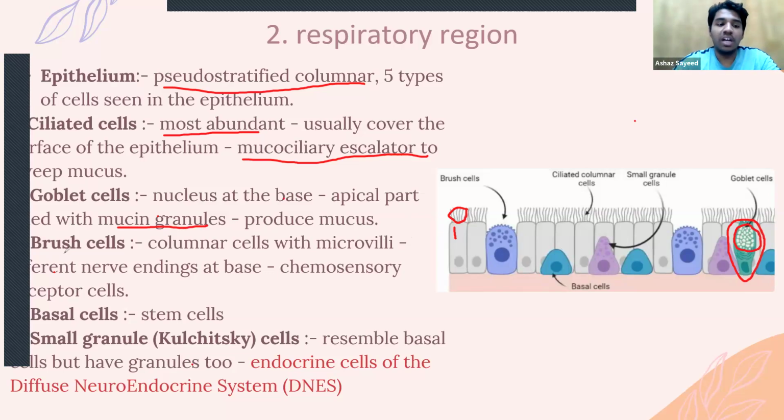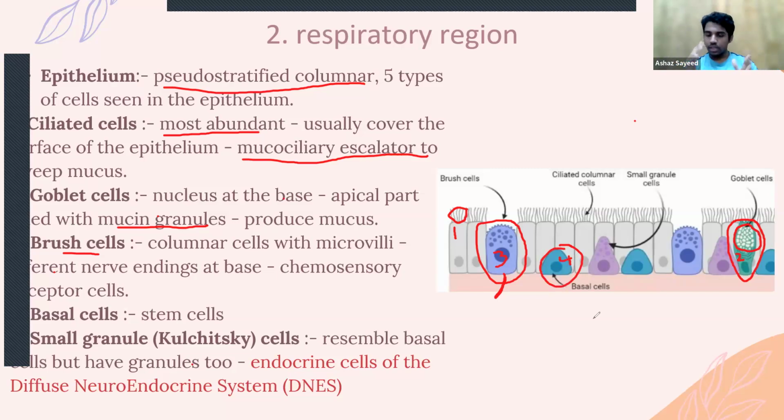Okay, now we have brush cells. Brush cells are these cells right here. They don't have long cilia. They have microvilli, and they have some nerve endings over here. They're chemosensory receptor cells. The function really is not important here. Basal cell, okay? The second cell over here. This is the third cell. Basal cell, this is the fourth cell.